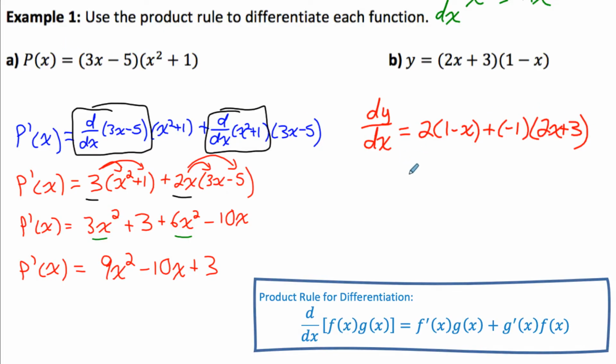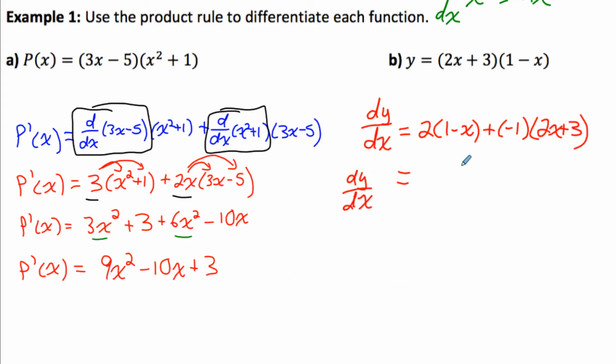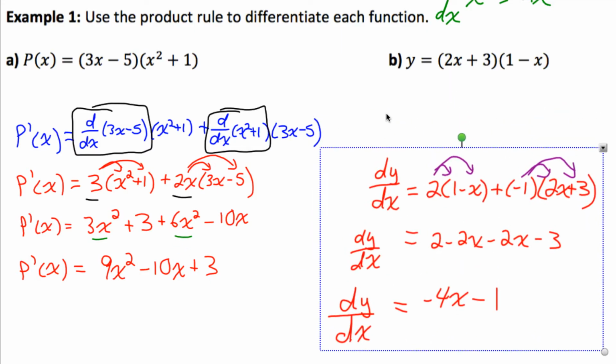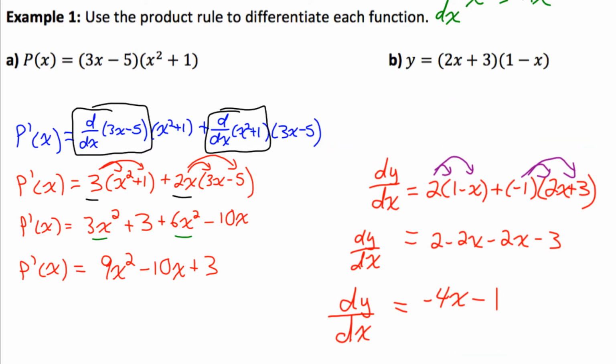Now I have to expand this in the standard form to simplify it. So the derivative of y with respect to x is equal to, let me do my multiplication. I'll distribute the 2, and I'll also distribute the negative 1, and then I'll collect all my like terms. So I've got 2 minus 2x minus 2x minus 3. And on my last line, let's collect our like terms. dy over dx equals negative 2x minus 2x is negative 4x, and 2 minus 3 is negative 1. Now, if you wanted that optional line above, I'll do that in blue again.